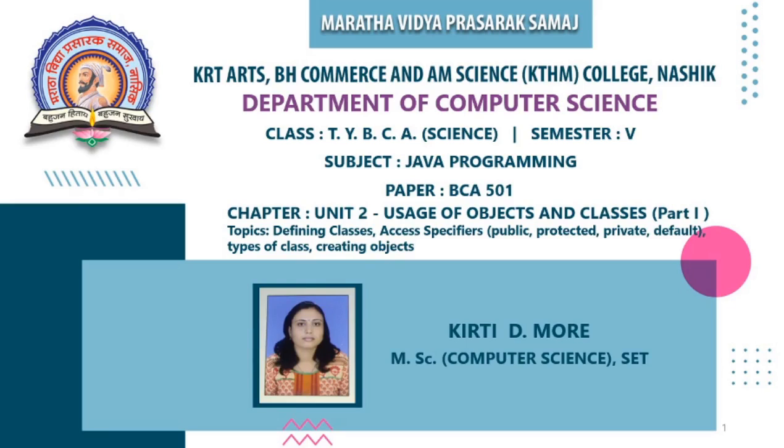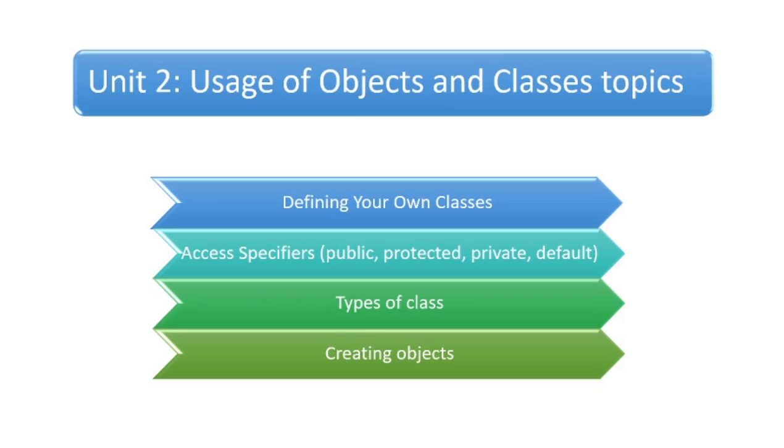Today's topic is defining classes, access specifiers, that is public, protected, private or default access specifier, different types of classes in Java, and creating objects. We are at unit 2. Today we are going to start with unit number 2, that is usage of objects and classes. And these topics we are going to discuss today.